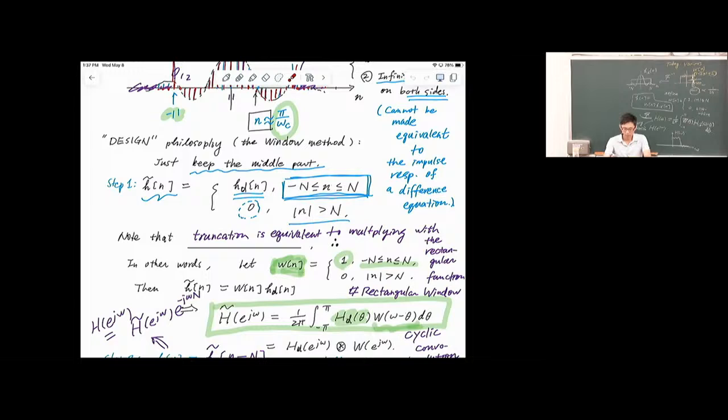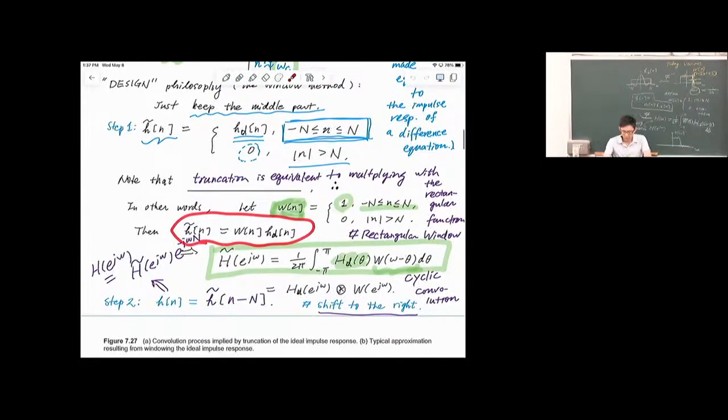So this is our design, and the multiplication in the time domain results in convolution in the frequency domain. Sometimes we call it cyclic convolution to emphasize that the interval for integration is around the unit circle. Cyclic convolution. And so that's that. But so we can easily plot.